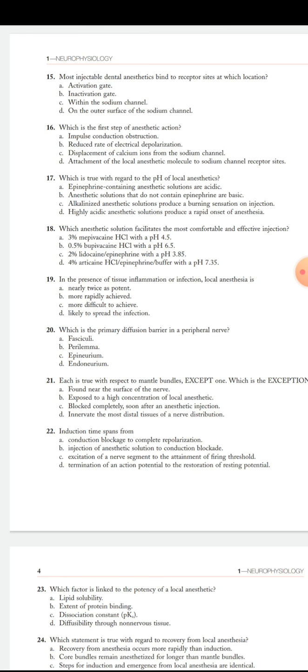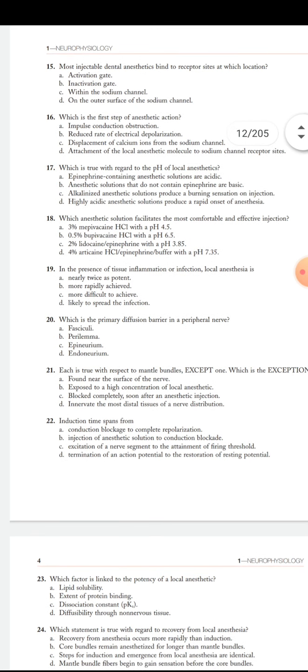20. Which is the primary diffusion barrier in a peripheral nerve? A. Fasciculi. B. Perilemma. C. Epineurium. D. Endoneurium.